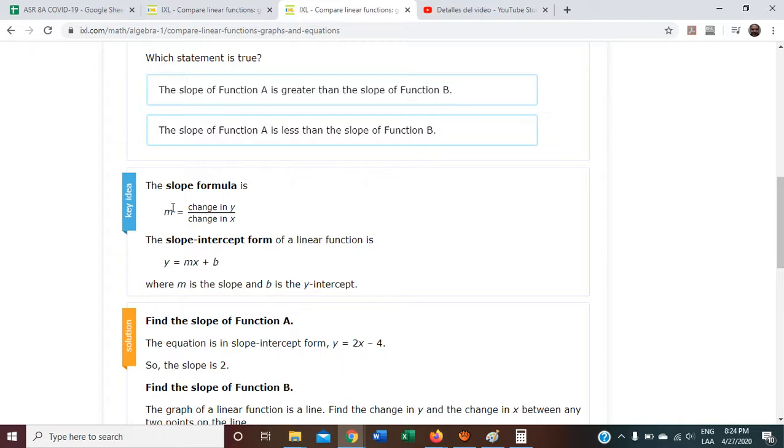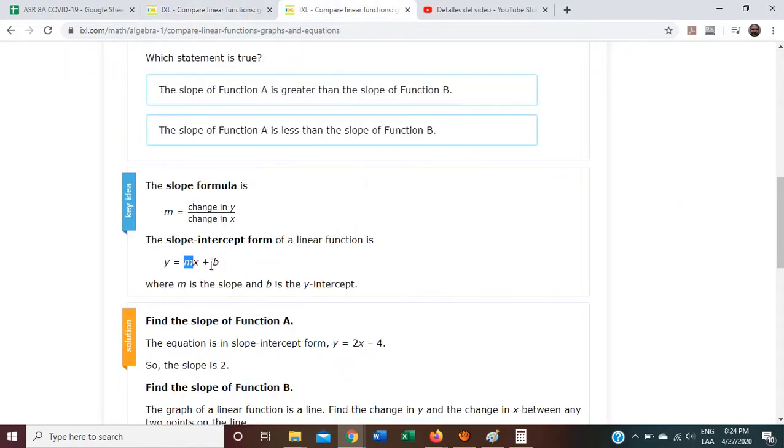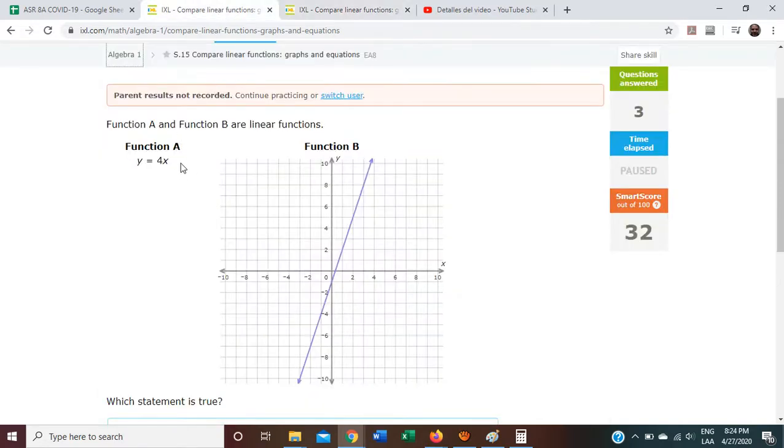Remember that we had this equation about the slope and intercept form of a linear function, where m equals the slope. So in this case the slope is 4, but we don't need the slope, and b is the y-intercept. Okay, but we don't have any other number here. So what happens when we don't have this other number? Okay, what happens is that the y-intercept equals 0. So in function A, y-intercept equals 0.